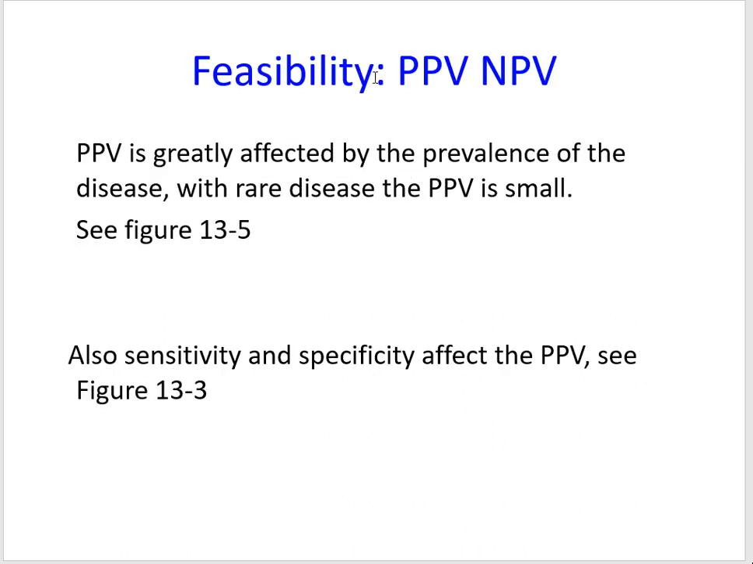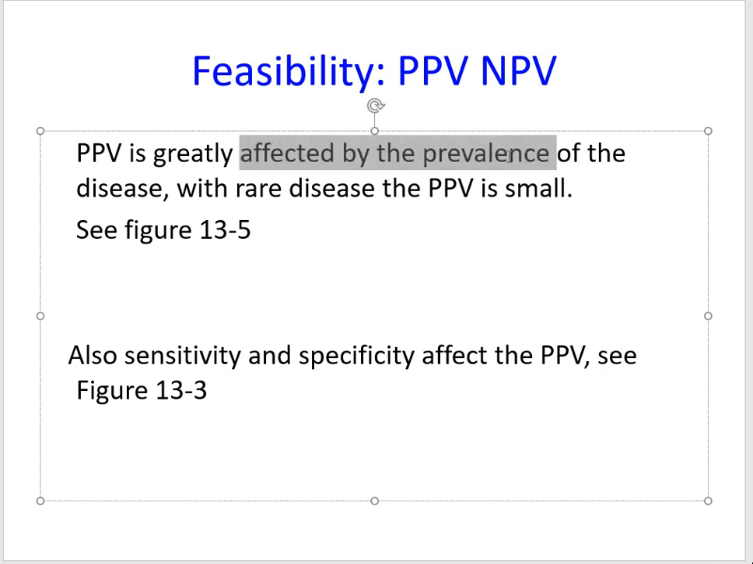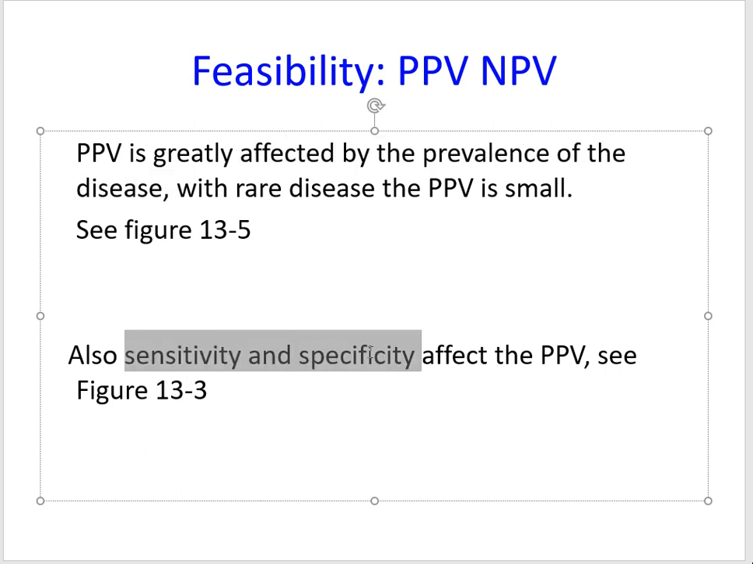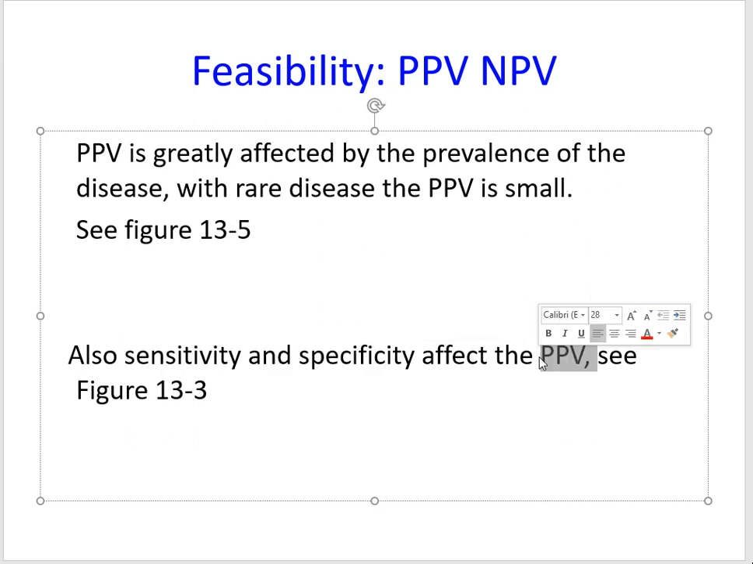Moving along, so again, talking about feasibility, the positive predicted value and the negative predicted value. It's important to understand how these factors are calculated, but also what things impact them. And I'm going to show you two tables. The first table is trying to show you how the positive predicted value is highly affected by the prevalence of the disease. And you're going to see that if the disease is pretty rare, then the positive predicted value is very small. And on the second slide, I'm going to show you how sensitivity and specificity of a test affect the positive predicted value.